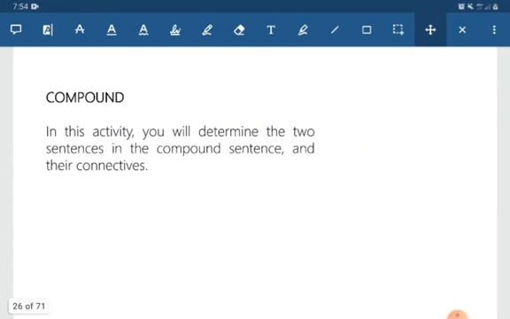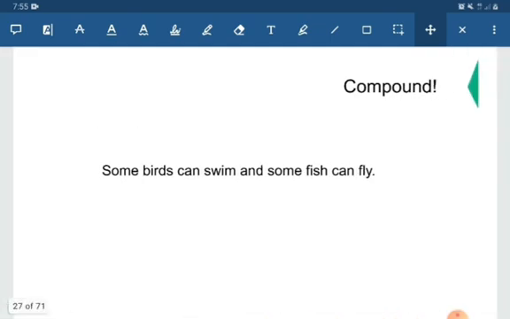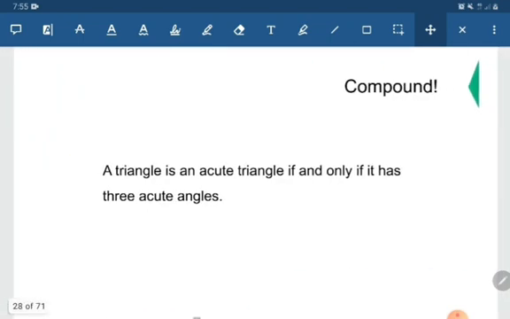Okay. Let's determine the two sentences, or I should say statements, in the compound statement, as well as determine their connectives that was used. First one, some birds can swim and some fish can fly. So obviously this is the first one, this is the second one, this is your connective.